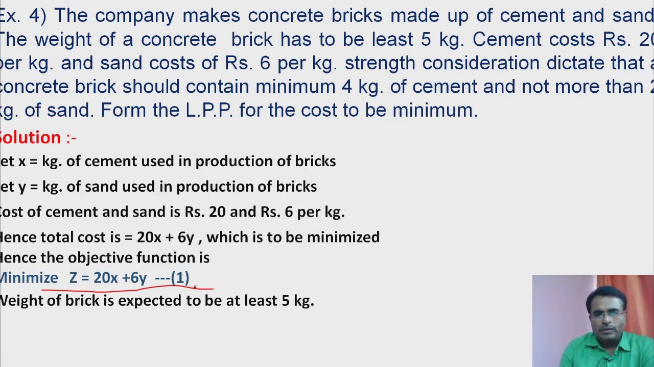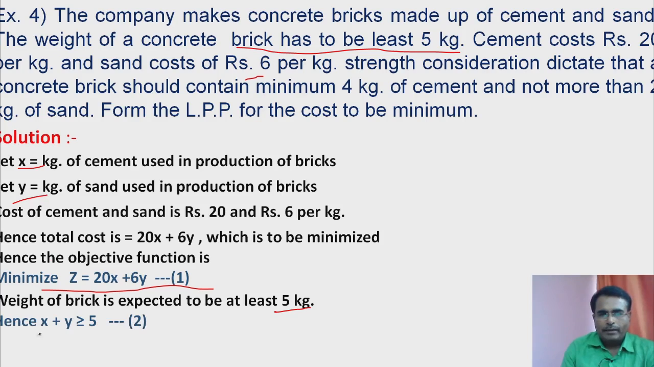Next, we have to consider constraints. The weight of a brick is expected to be at least 5 kilograms, that is given here. Here we will observe that the brick has to be at least 5 kilograms, means whatever may be the cement and sand you are using, the total weight must be minimum 5, that is x plus y greater than or equal to 5. Minimum 5, greater than or equal to 5 is allowed. This is your first constraint.